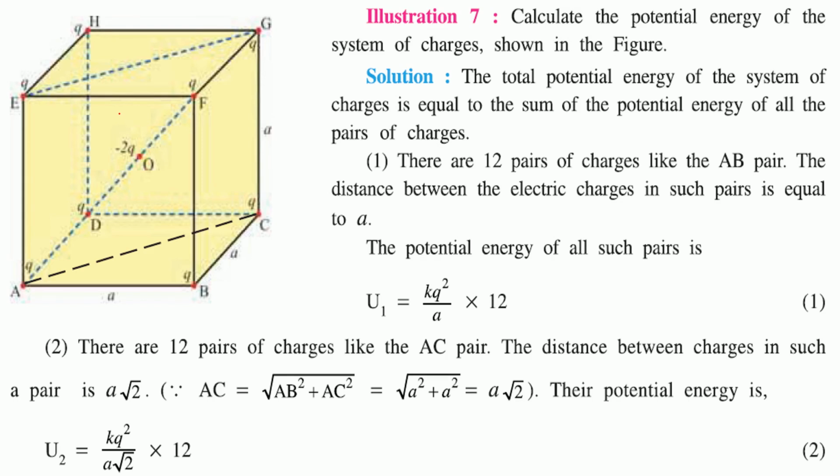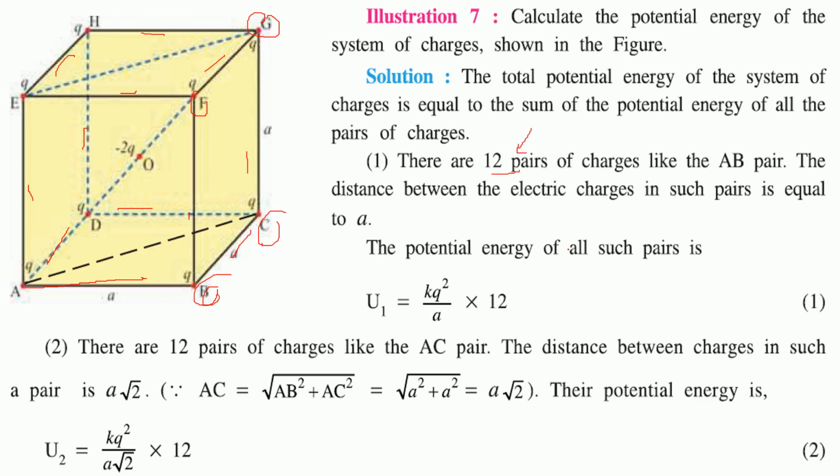So there are 12 pairs of charges, and the distance between the charges in each such pair is A. There are 12 pairs of AB type, that means this type: 1, 2, 3, 4, 5, 6, 7, 8, 9, 10, 11, 12. So this G and C, F and B, B and C, all these kinds of pairs, the distance between them is A, and there are 12 pairs.